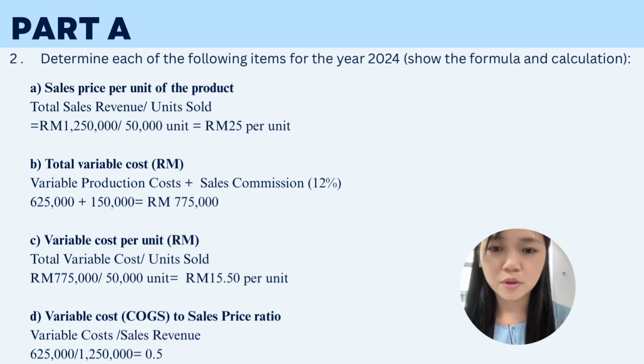C. Variable cost per unit. The formula is total variable cost divided by the units sold. So it is 775,000 divided by 50,000 units. So the answer is 15 ringgit 50 cent per unit. D. Variable cost to sales price ratio. The formula is variable cost divided by the sales revenue. So it is 625,000 divided by 1,250,000. So the answer is 0.5, which is equal to 50%.